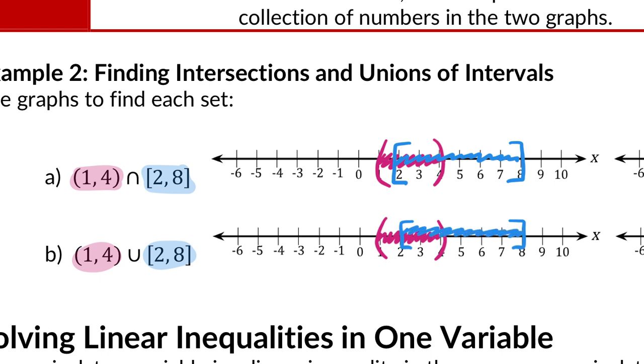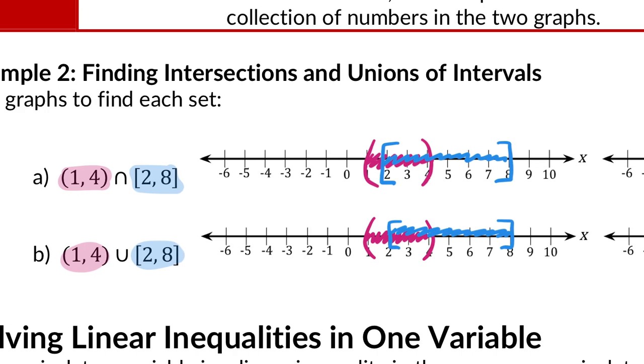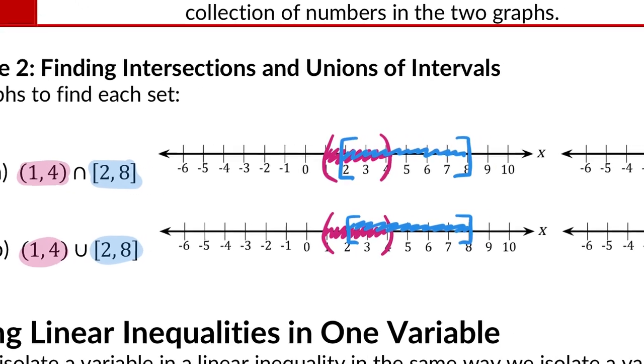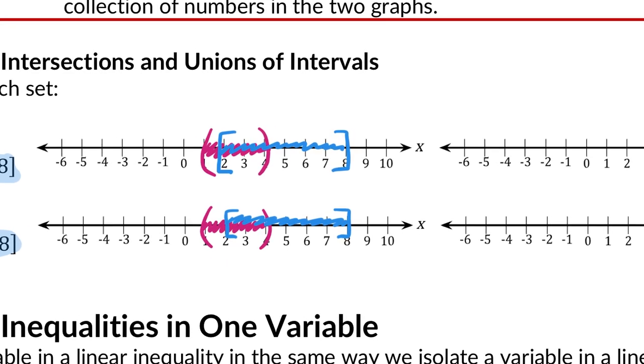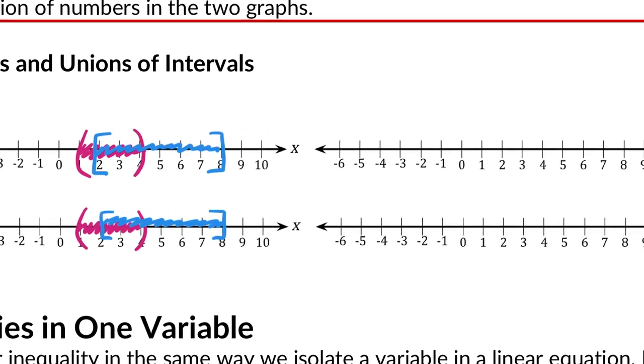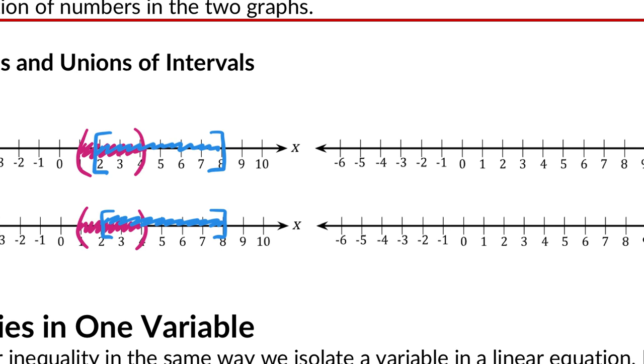Okay, the first question, part A, wants me to find the intersection. That means I want to find where these colors overlap. Where do they start to overlap? At 2. Where do they stop overlapping? 4. Now I have to use the endpoints at those places, which means we go from 2 to 4. But this time I'm using the symbol that we start overlapping with and the symbol that we stop overlapping with, even though they came from 2 sets to begin with. Do we see that difference? We've got the blue bracket and the pink parentheses.